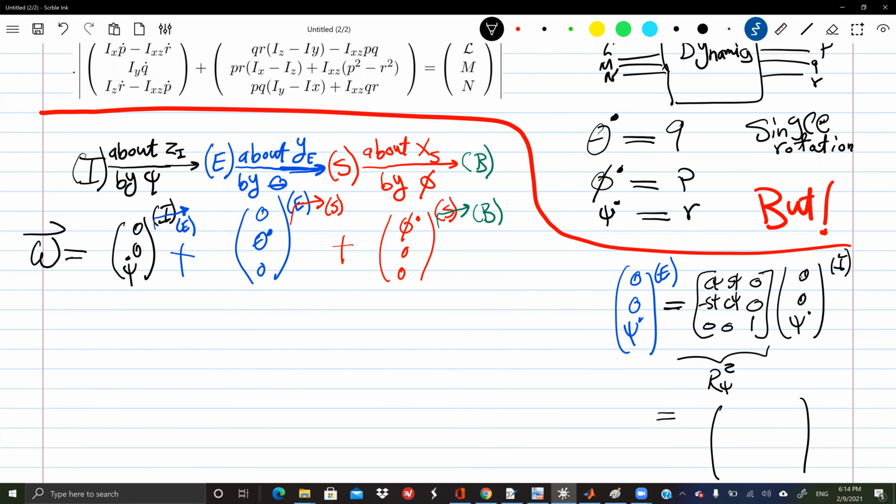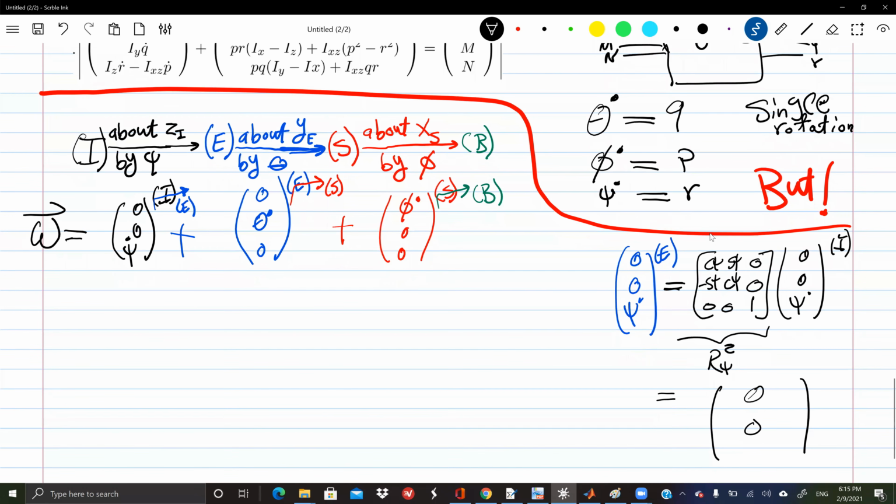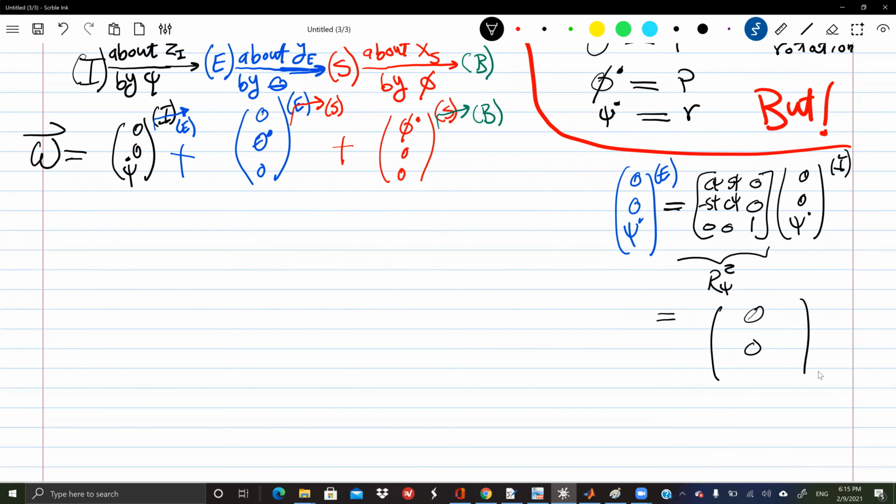So cosine times 0 is 0, sine times 0, and 0 times epsilon. So the first thing is 0. The second, something times 0, something times 0, and 0 times epsilon. We multiply row by a column, right? Then the third, 0 times 0, 0 times 0, and 1 times epsilon. They are indeed equal. Okay?